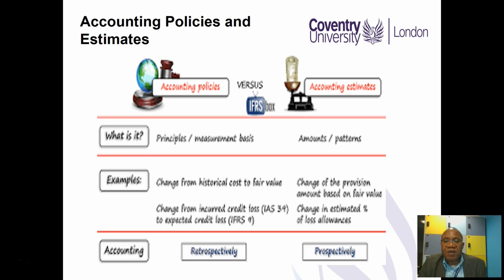Whereas accounting estimates are basically amounts or patterns in which the policy is applied. A typical example of an estimate would be depreciation method. So basically, we are estimating how best, or the pattern in which, the asset is used over the useful life. So a straight line or reducing balance method would be a typical example of accounting estimates. A change in accounting estimate does not necessitate changing the prior year figures. So such a change will be accounted for prospectively.